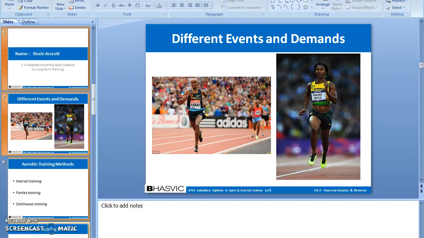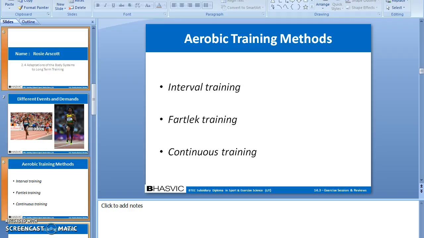So both of these sports require different demands on the body. Aerobic training methods: examples could be continuous training, interval training or fartlek training. An example of continuous training could be a 4-mile jog at a continuous steady pace.